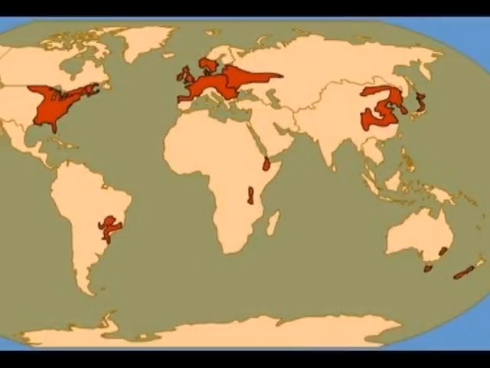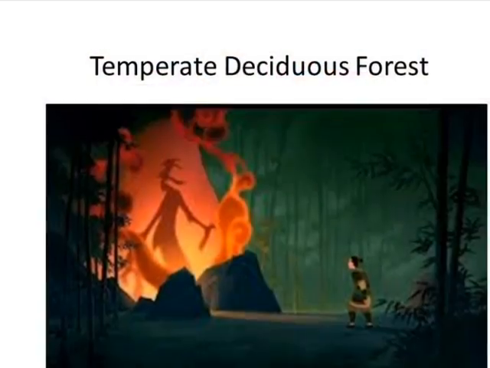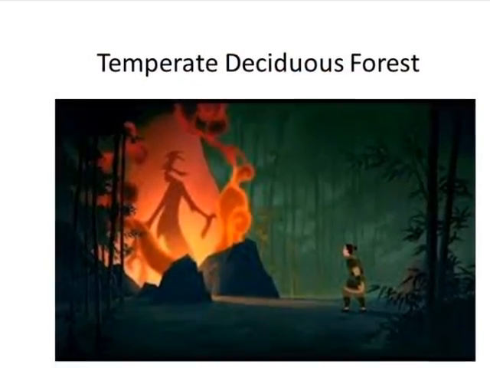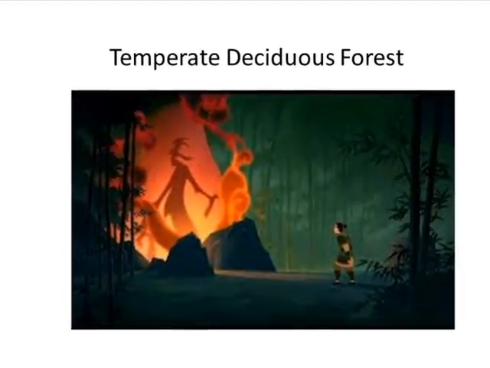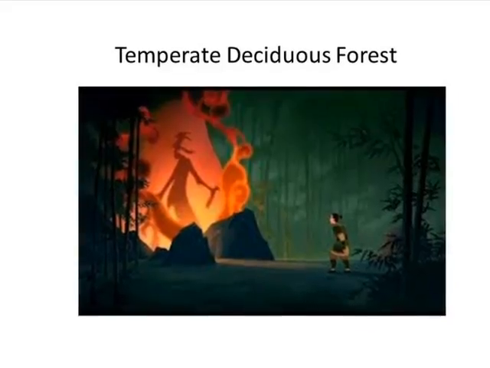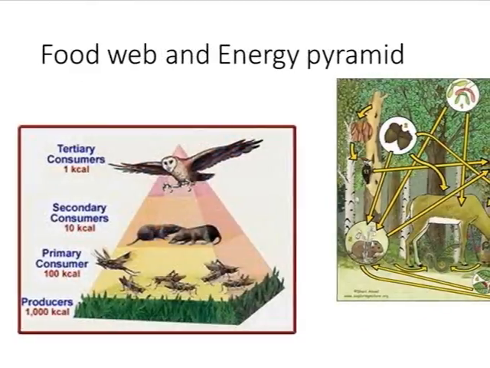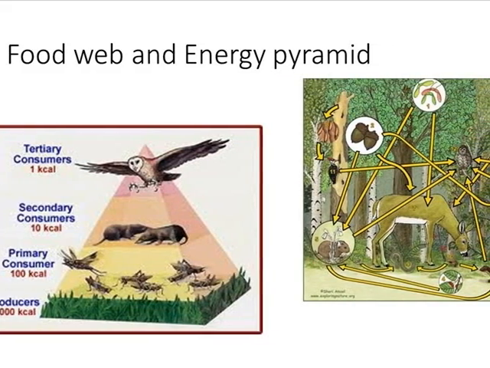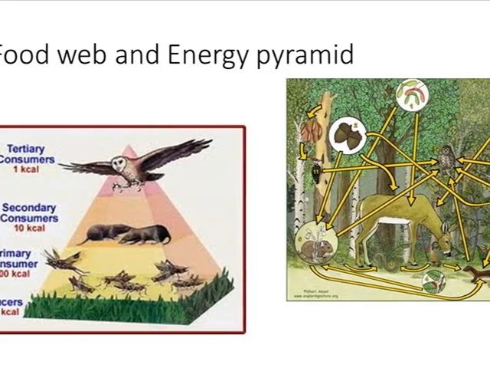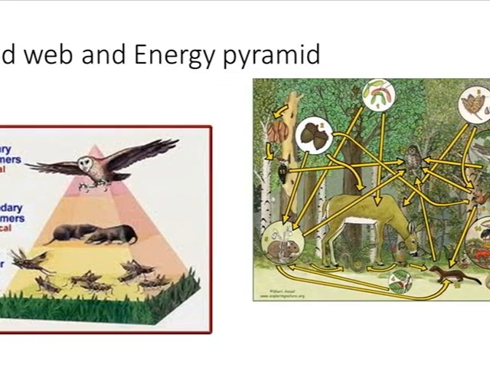The temperate deciduous forests are shown on this map shaded in red. Found in the eastern half of North America, the middle of Europe, and throughout Asia, they have an average annual temperature of 50 degrees Fahrenheit and an average rainfall of 30 to 60 inches. Plants include oak, beech, maple, chestnut, hickory, and elm trees. These trees have adapted to lean towards the sun in order to absorb more sunlight.